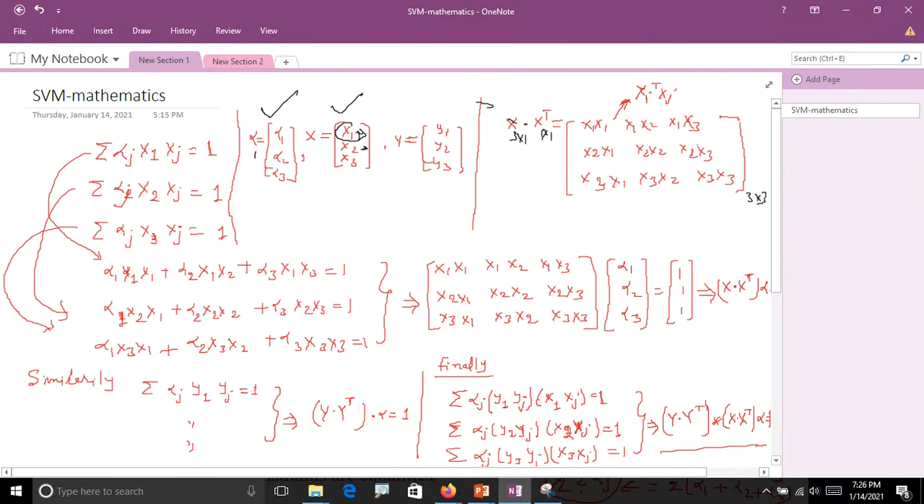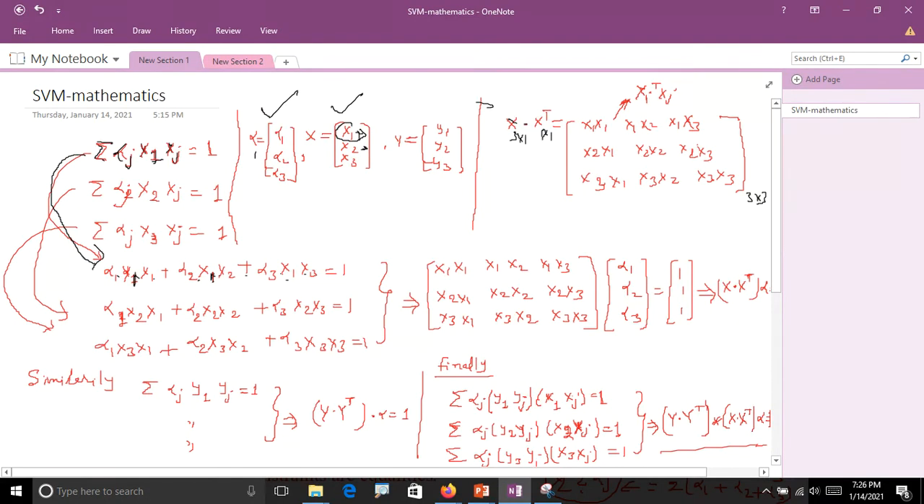Okay. Similarly, now look at here. If you have an equation like this, alpha j x1 xj, what would you get? So j will vary from 1 to 3. So alpha 1 x1 x1, alpha 2 x1 x2, alpha 3 x1 x3. The 1 will remain as it is.